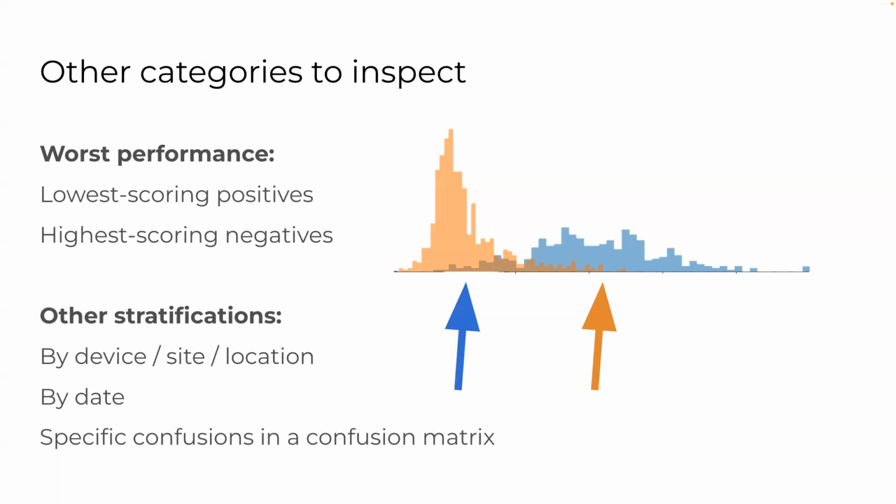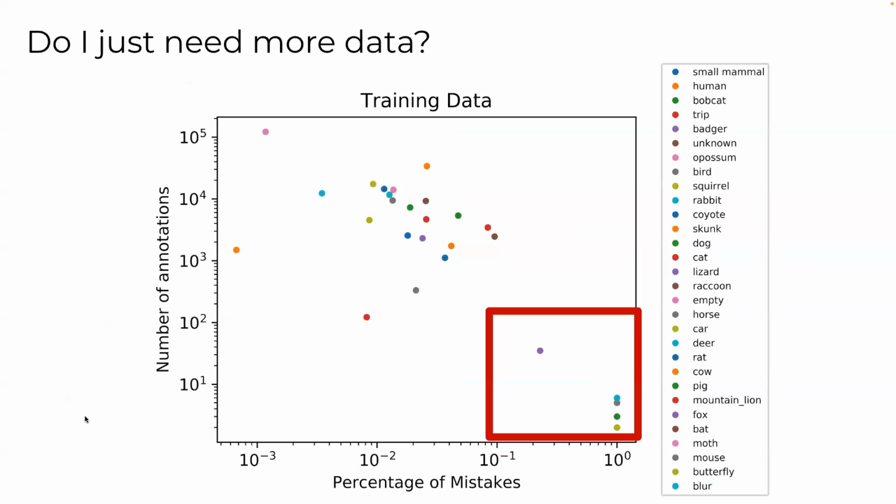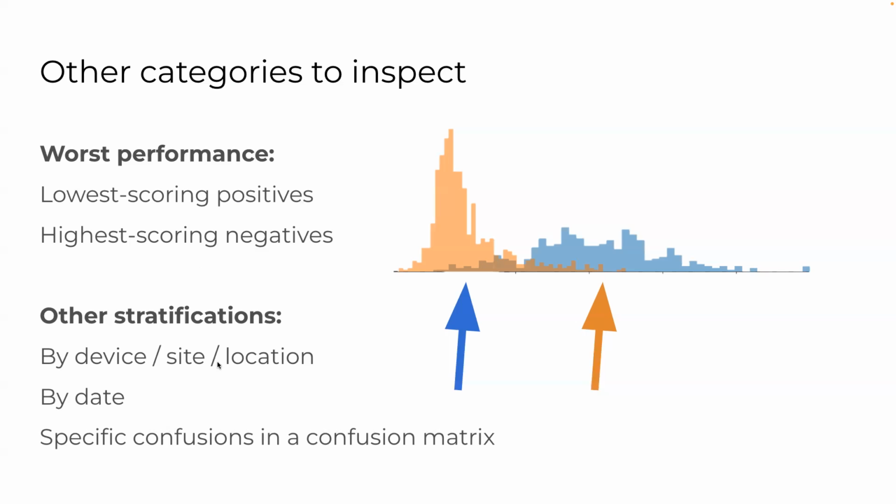So in general, it's those overlapping sections of the histogram that are the confusing ones. Especially the worst ones are the blue ones that are way down here and the orange ones that are way up here. But there's other ways you could stratify your data, right? Depending on what you're interested in, it might be useful to stratify by some sort of natural variation in your data, like site or location.